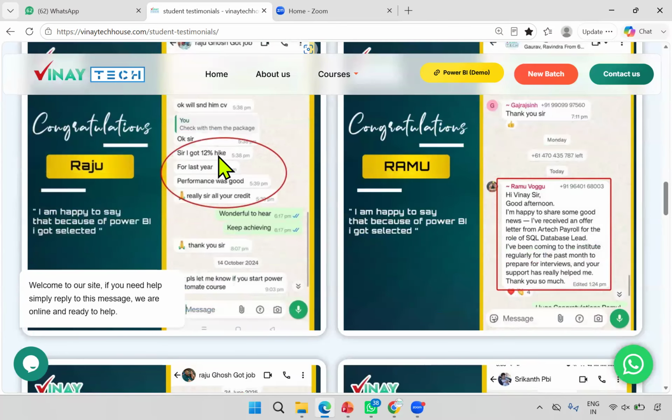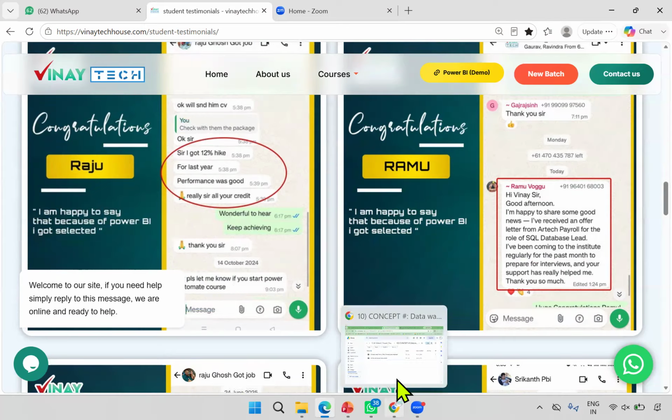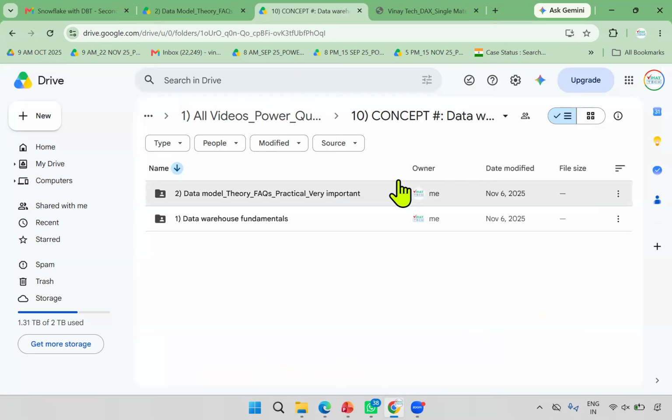So, sir, I got a 12% hike. My performance was really good in the company. Thank you so much, sir. We are very close with the students. We'll guide, we'll support. As we are tied up with a couple of companies, the approaches will inform them. This is sufficient. I already shared the link. You can go through.